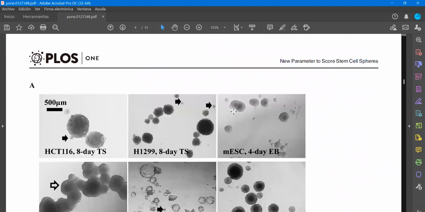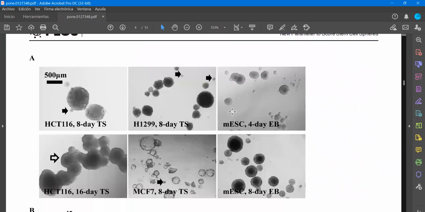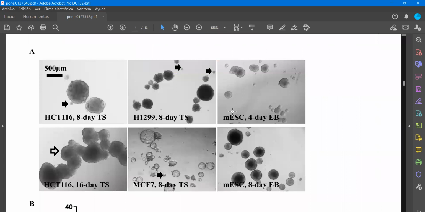We will see in this figure, in 8 days of culture, how the spheres derived from these cell lines look. So some of them are very small, here in the solid arrow, and these could be prone to subjectiveness to be classified as a sphere.